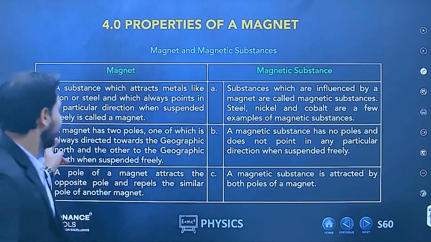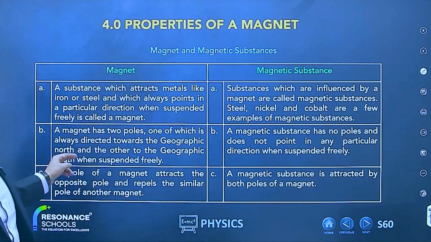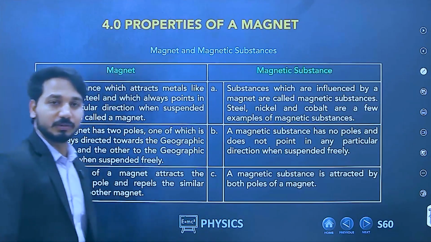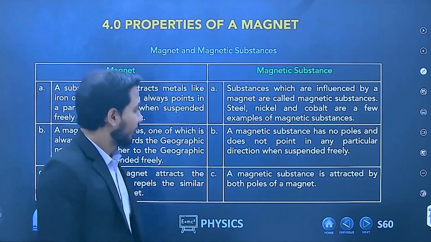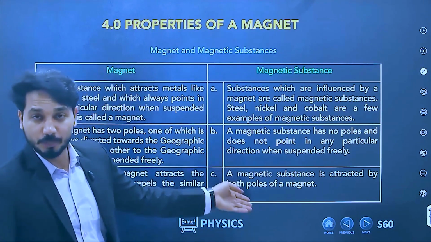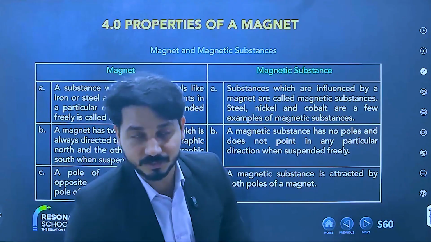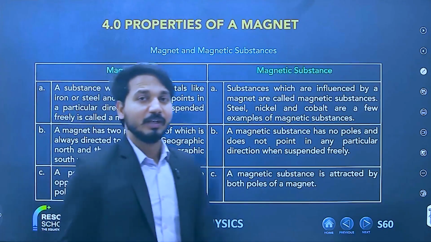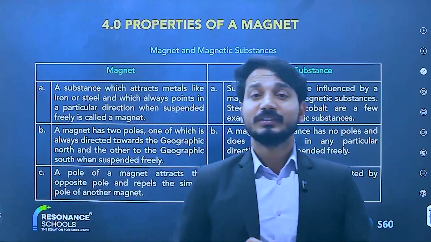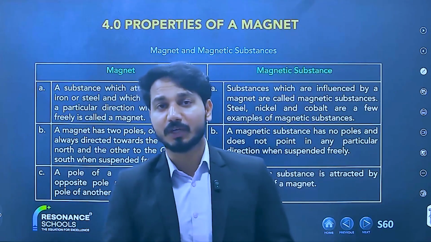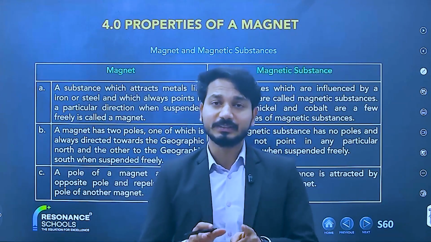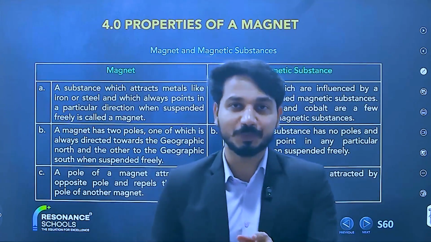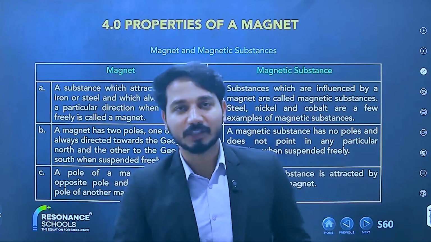Next point: a magnet has two poles, one of which is always directed towards the geographic north and the other to the geographic south when suspended freely. Whereas a magnetic substance has no poles and does not point in any particular direction when suspended freely, right? Clear to everyone? A magnetic substance cannot point towards north and south when suspended freely, whereas a magnet has that property. That's why I have told you earlier also, there is a difference between magnet and magnetic substance.